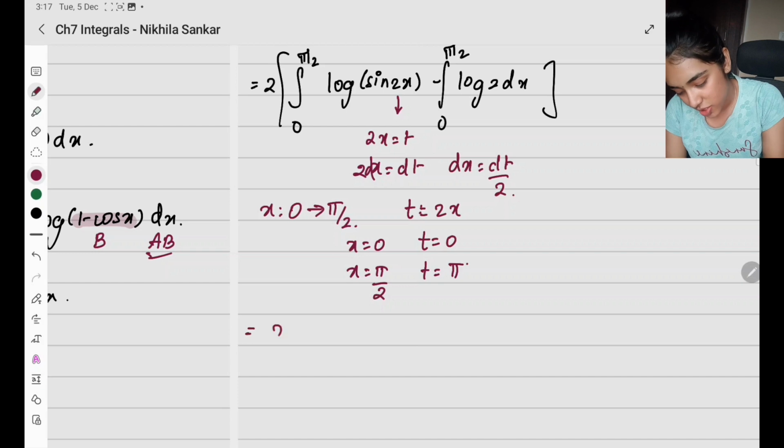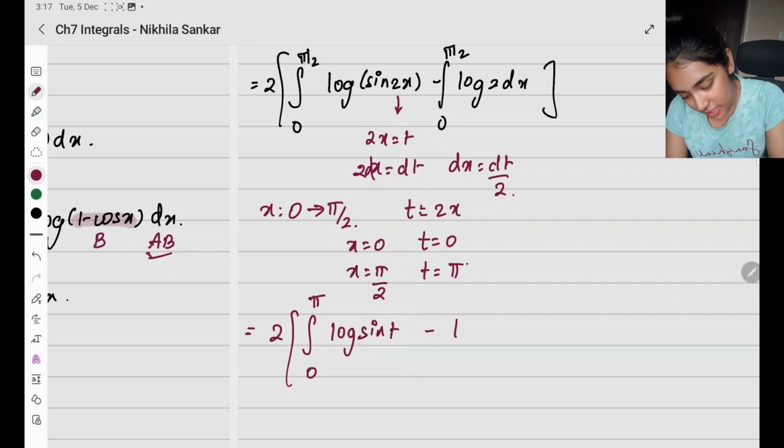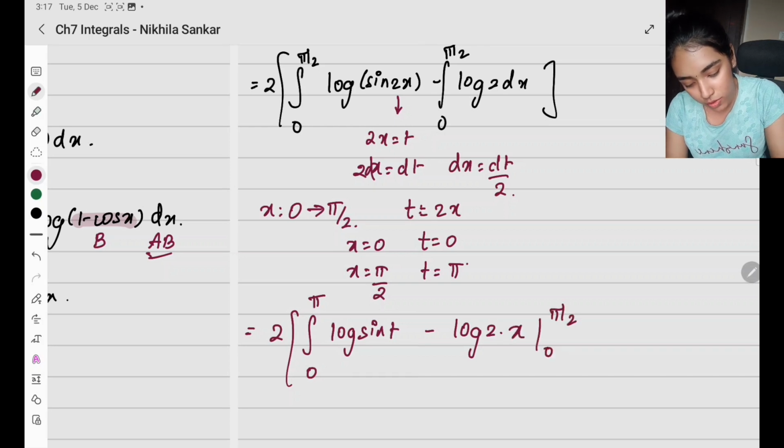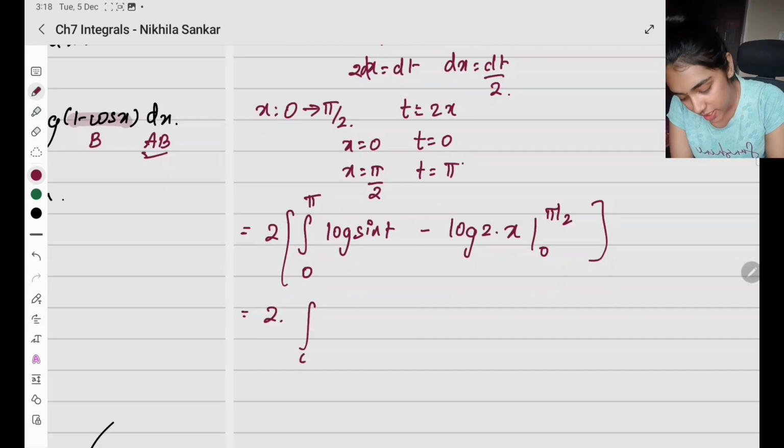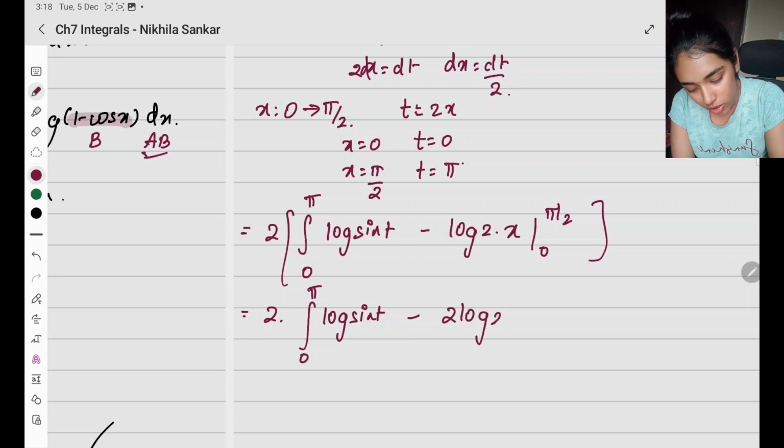How does my integral change? This is going to be 2 times integral, 2 is common. So it changes from 0 to pi log sin t minus log 2 times integral dx, with x from 0 to pi divided by 2. Okay. So now this is going to be 2 times integral, I'm going to split it. So 0 to pi log sin t minus, I'm going to multiply the 2 inside. So I have log 2 times the upper limit minus the lower limit, so pi by 2 minus 0.